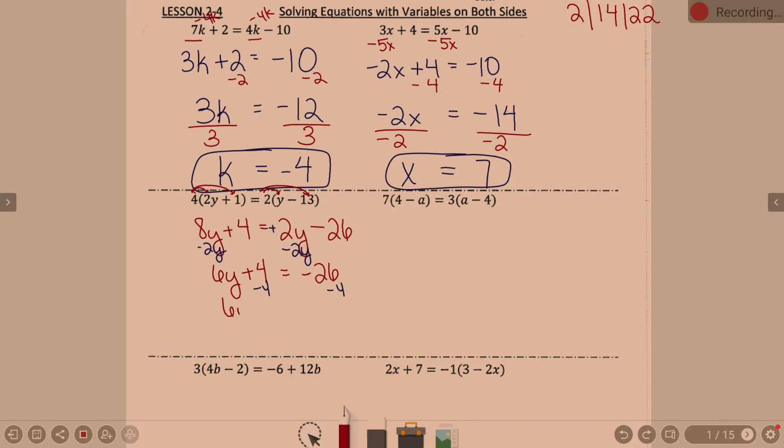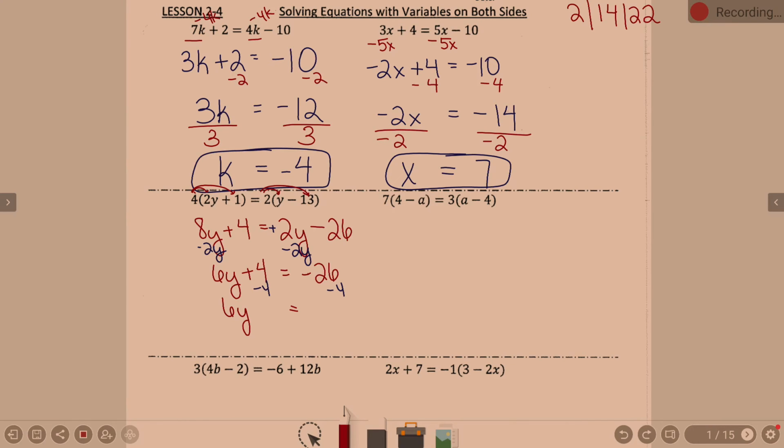6y carries down. Minus 4 plus 4 is 0. Negative 26 minus 4. Why would this y carry down? Because we haven't done anything with it yet. All we did is subtract the 4, so we got the 4 to cancel, but we haven't done anything with the 6y yet.